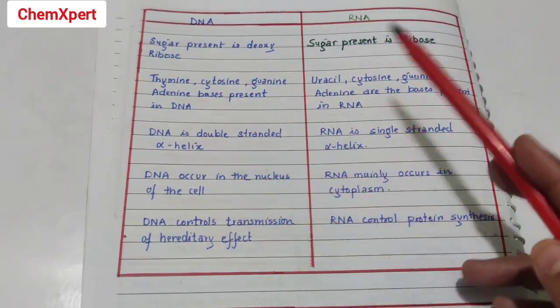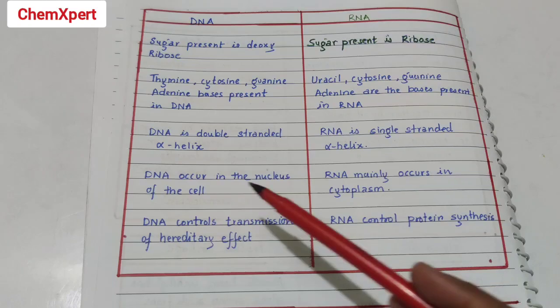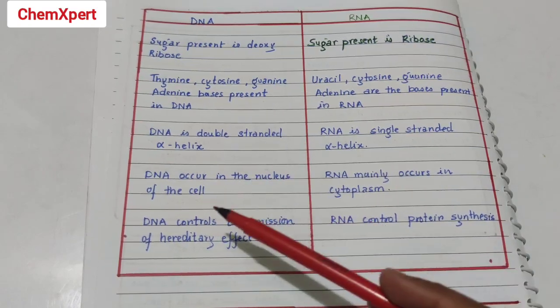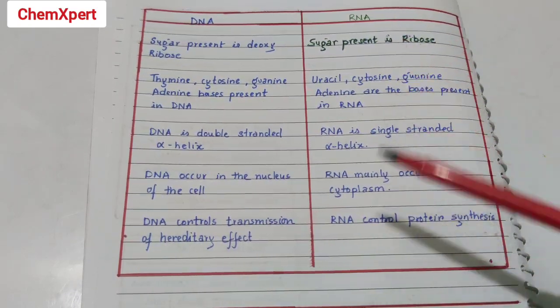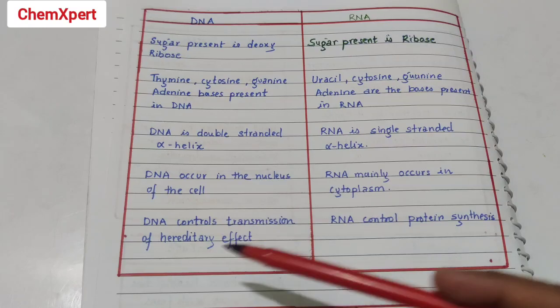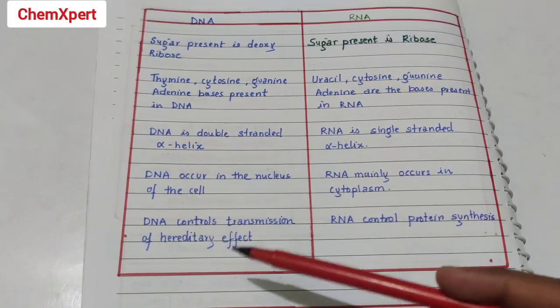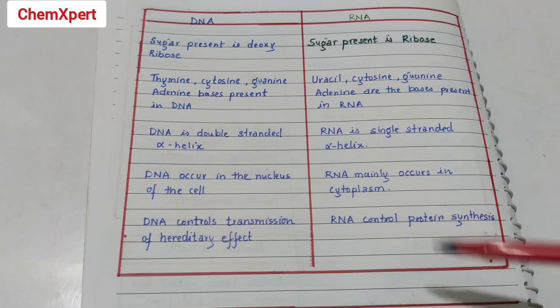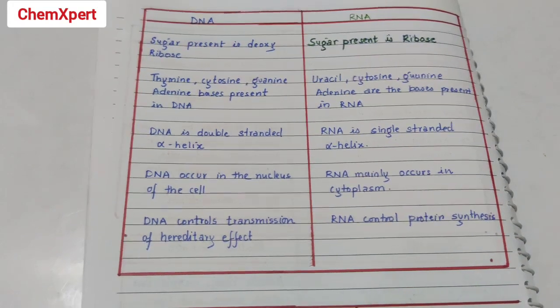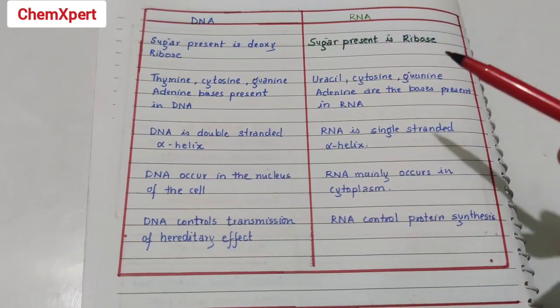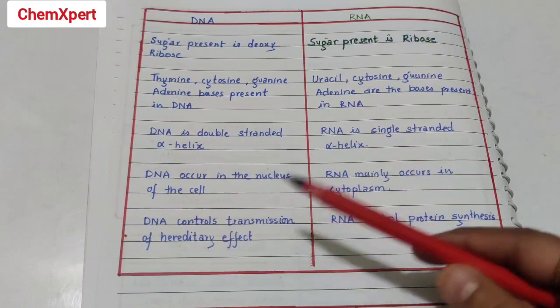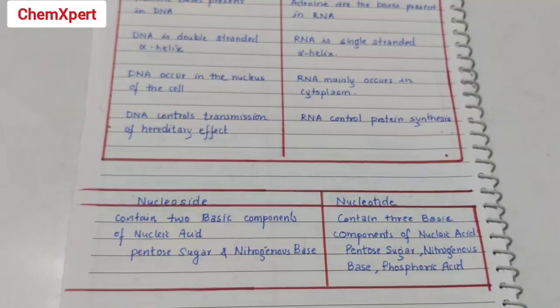DNA is a double helix, RNA is single stranded. DNA occurs in the nucleus of the cell, whereas RNA mainly occurs in the cytoplasm. DNA controls the transmission of hereditary effects, whereas RNA controls protein synthesis. So all these 5 points are important, and this question can be framed for 2 to 3 marks.